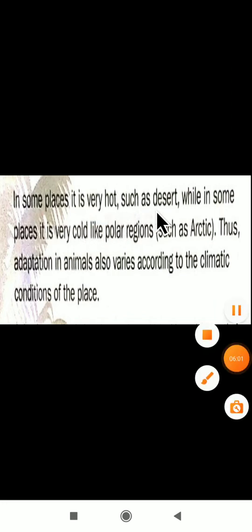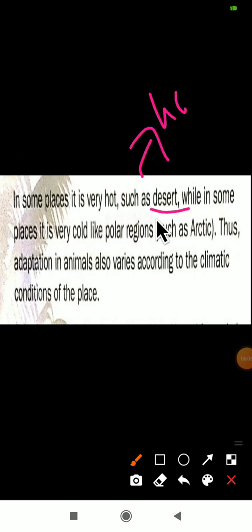Okay, so most of the land animals have legs, and they have lungs to breathe and legs to walk, and the snake is one exception. They do not have legs, so it slithers on land. In some places it is very hot, such as a desert. Yes, you know very well about a desert. Deserts are very hot.